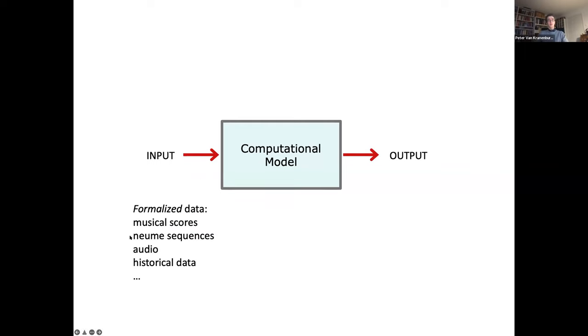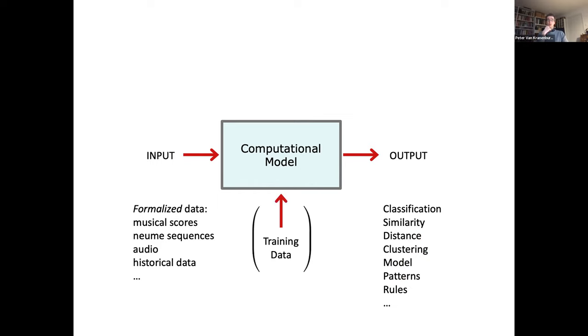The input could be, if it's a musicological model, it could be musical scores, Neume sequences, audio, historic data, maybe Spotify listening profiles, things like that. So data that has to do with music. The output of such a model could be a classification or a similarity measure, which measures the similarity between two musical objects, or a distance measure, of course. Clusterings, another model, the patterns, rules, if you do rule mining. So these are kinds of output. And some models need training. Machine learning models or artificial intelligence models, they need training. So for that, you also need some data input.